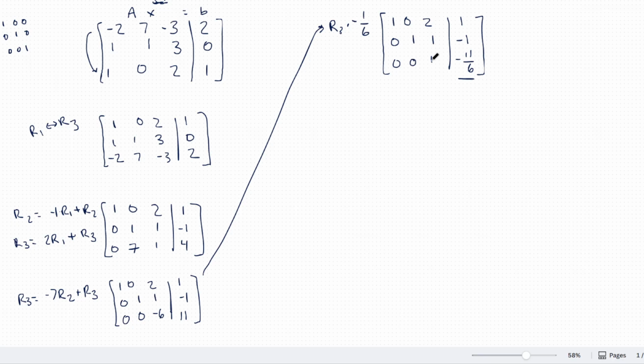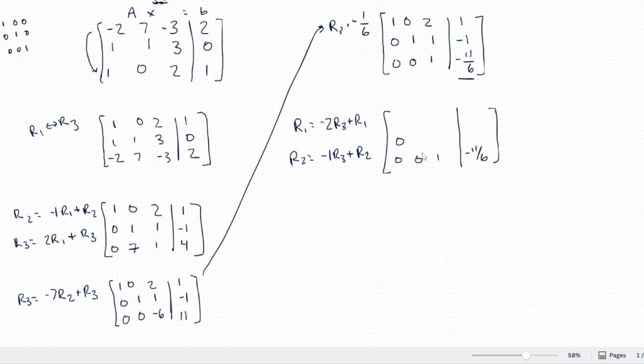And finally, we'll take this one here and we'll multiply it out so we can get zeros in our first two rows. So row 1 is going to be equal to negative 2 times R3 plus R1. And row 2 is going to be equal to negative 1 R3 plus row 2. So our row 3 stays the same.